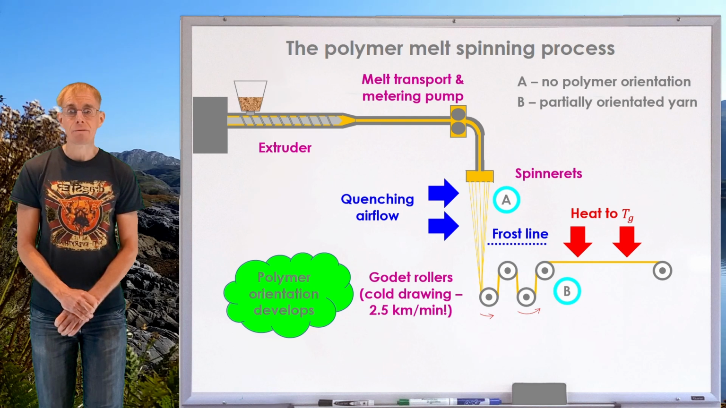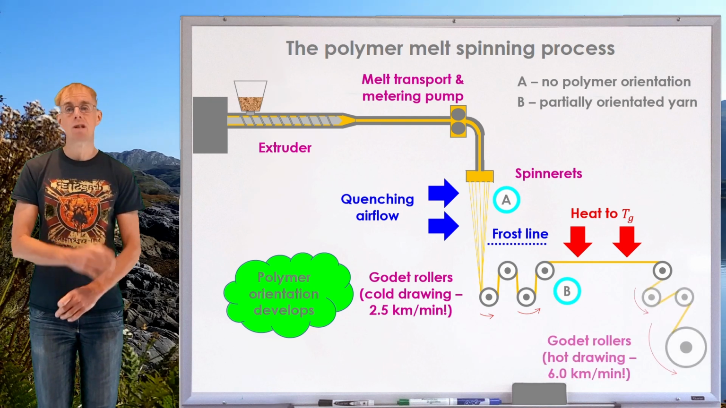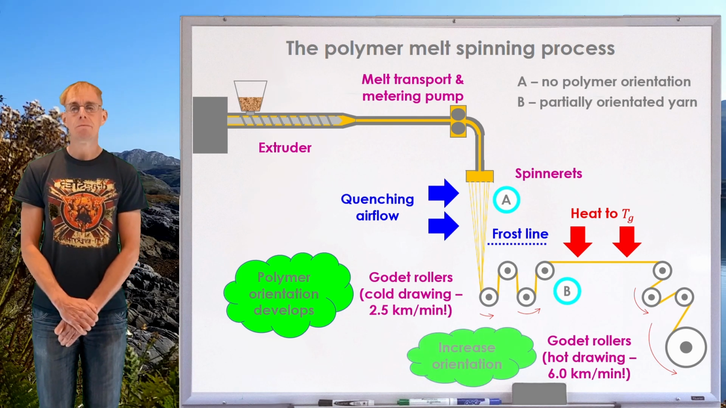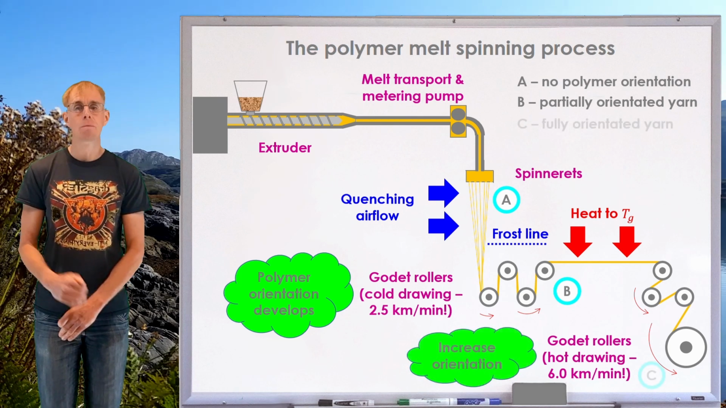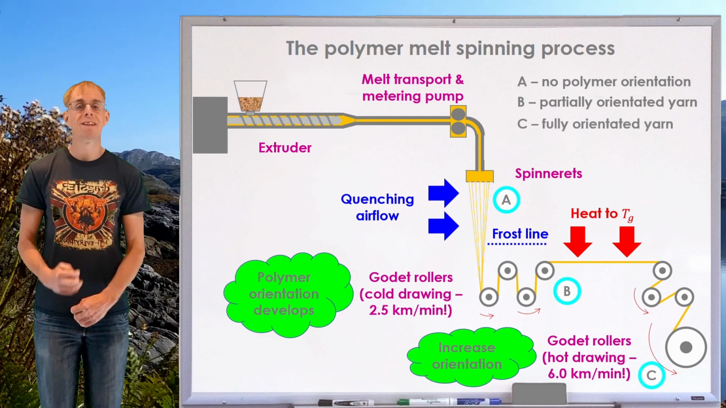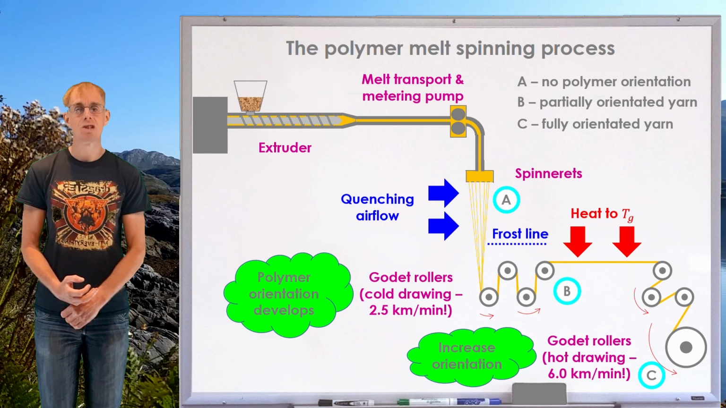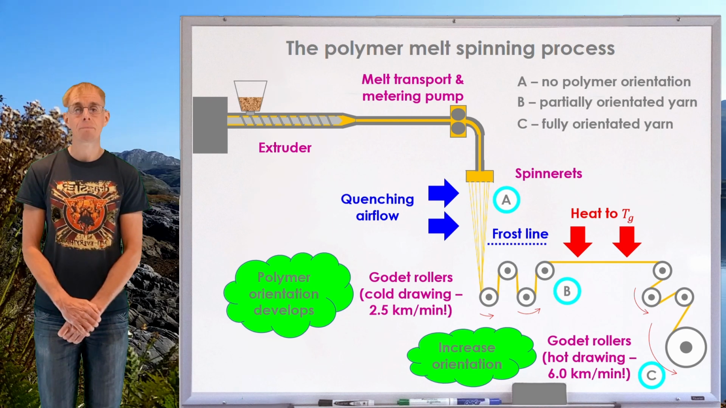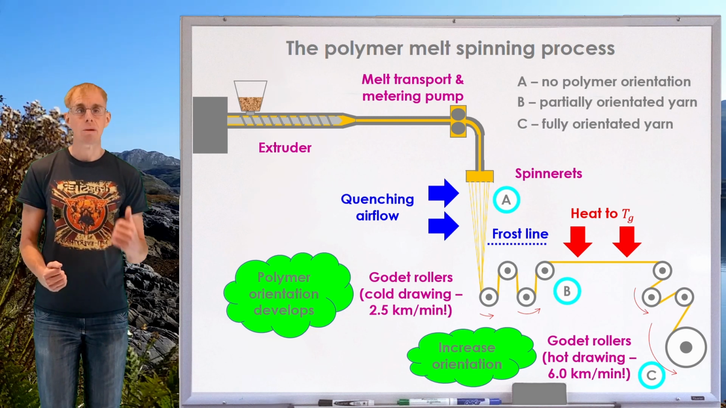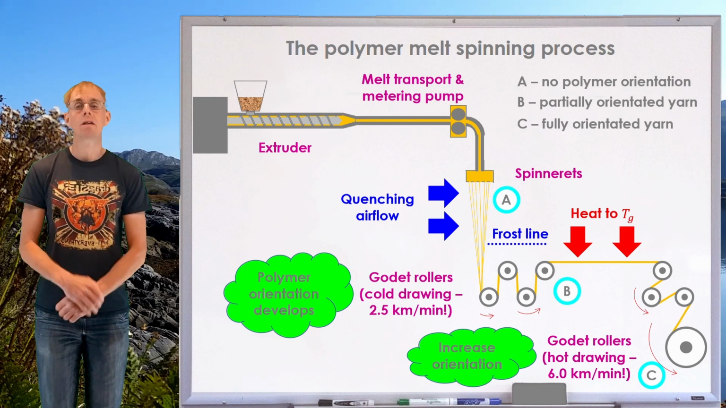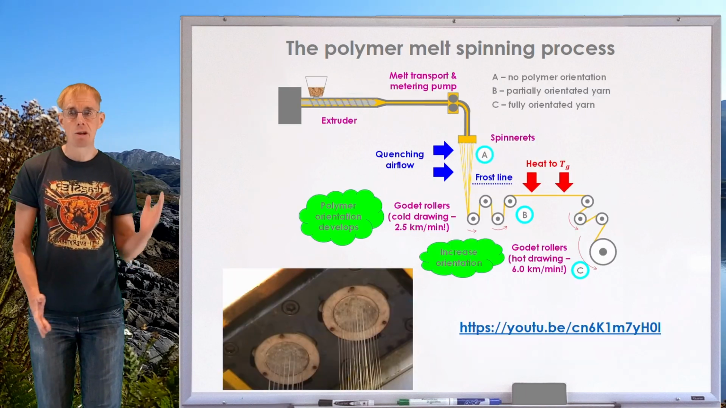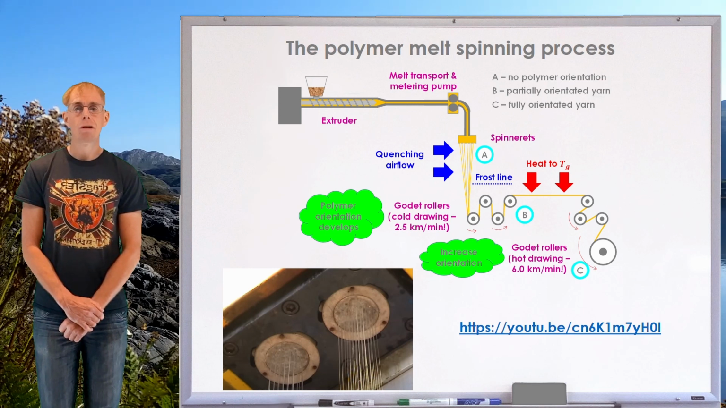And what we have now is a further acceleration through this hot drawing stage. So the fibres leave the Godet rollers at point B at maybe 2.5 kilometers a minute. By the time they reach the take-up spool, they might be travelling at 6 kilometers a minute, which is really quite phenomenal. And there's a huge orientation increase from point B to point C, which imparts a great deal of tensile strength to these fibres. So there you have it, melt spinning to produce polyester yarns.